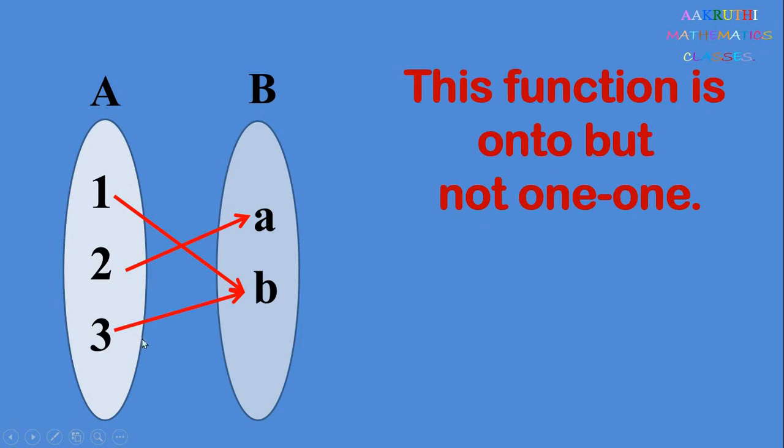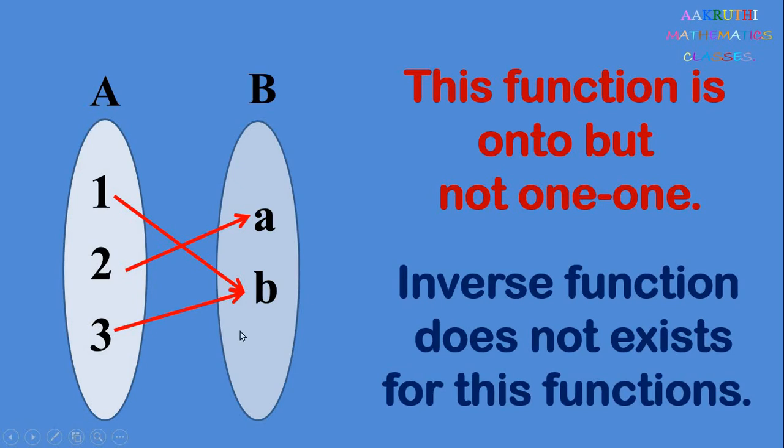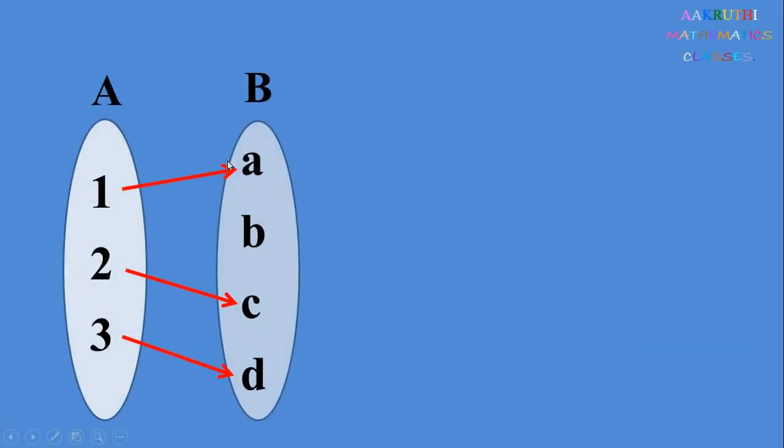But here inverse function does not exist. Inverse function does not exist for this function. So here function from B to A does not exist. So therefore this is not invertible. Now we consider one more example.